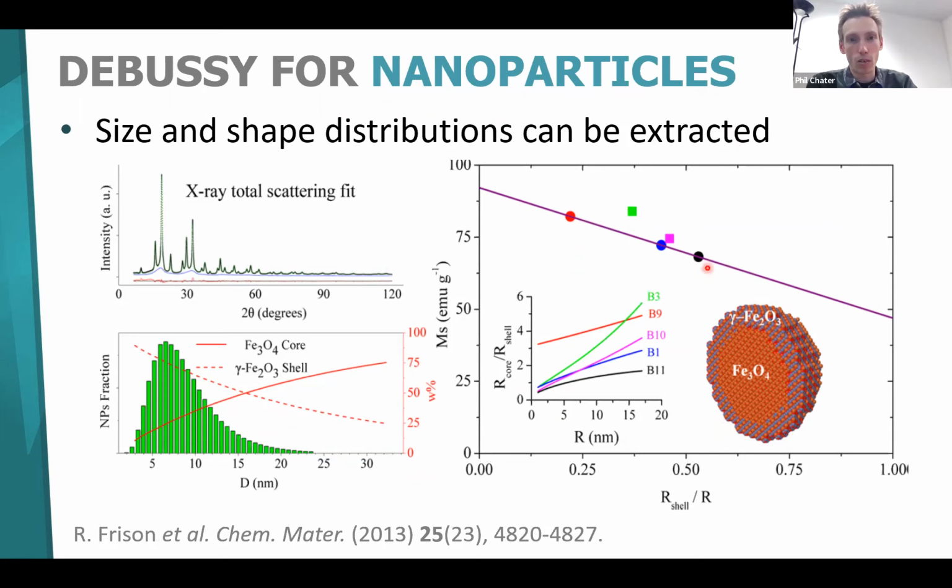And here's a study where they're looking at iron oxide, at the different forms of iron oxide within nanoparticles. When you do this correctly, you can not only extract sizes, but also shell sizes for different oxides within one nanoparticle. So this is a core-shell particle that they're able to fully model using the PDF and total scattering data to extract the core size and the shell size of these systems.